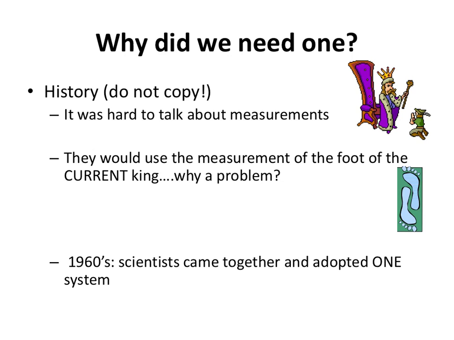Back in the day, it was really hard to talk about measurements. So, for example, if they're going to talk about length, they would use the foot of the current king to talk about how big a foot was. This would be a problem, though, because everyone's king would have a different size foot. When one king dies, another one comes around, the foot changes. So it was really hard to discuss measurements that way. So in the 1960s, scientists came together and adopted one system.